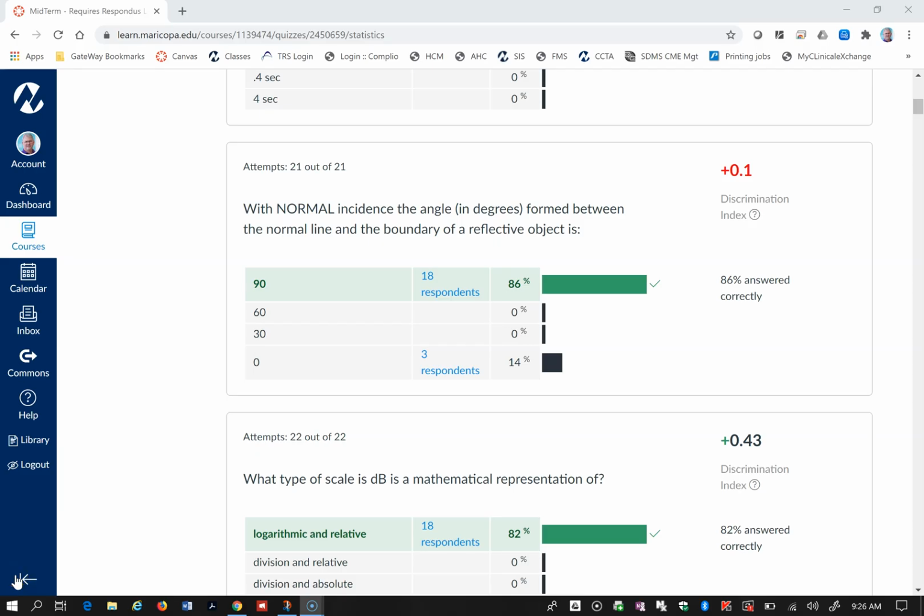The second question, normal incidence: the angle formed between the normal line and the boundary of the reflective object is 90 degrees. This is the definition of a normal incidence angle, one that is 90 degrees to the boundary of the reflective object.